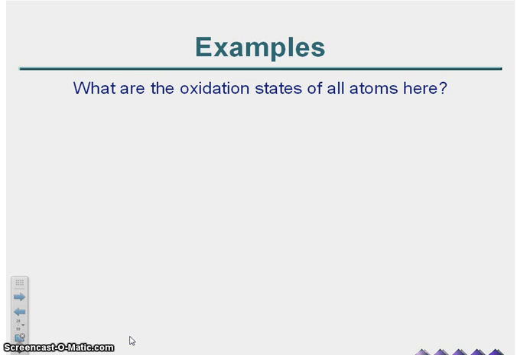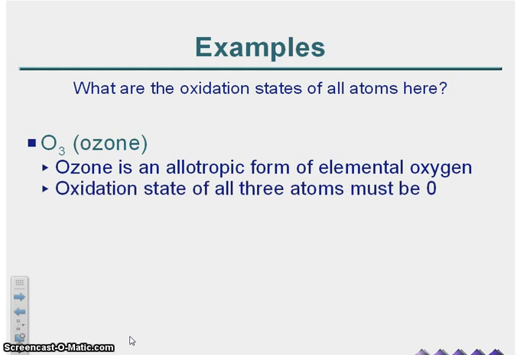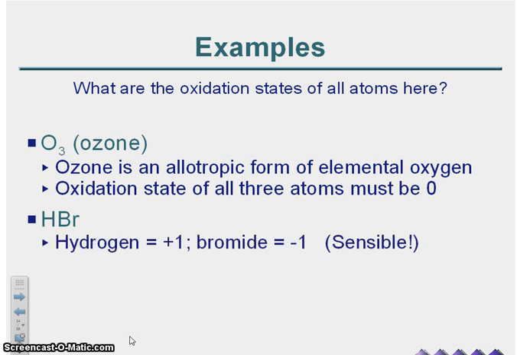Why don't you do some here for all these atoms? Ozone is an allotropic form of elemental oxygen. Therefore, it must be 0. Hydrogen bromide. Hydrogen's +1, bromide's -1. Very sensible.